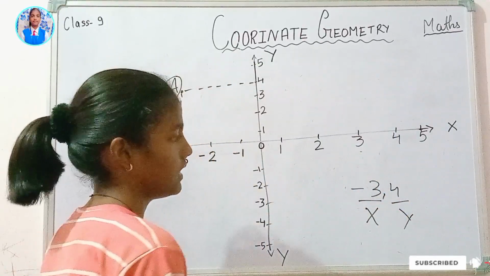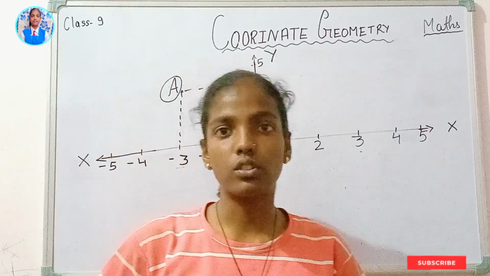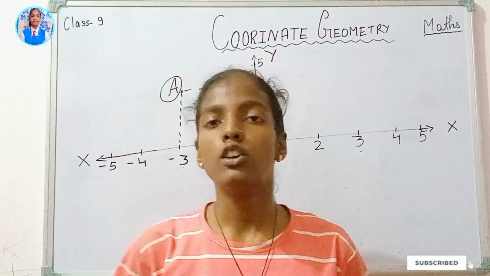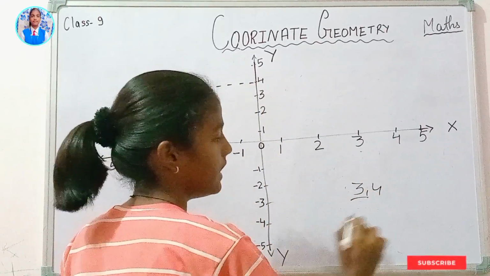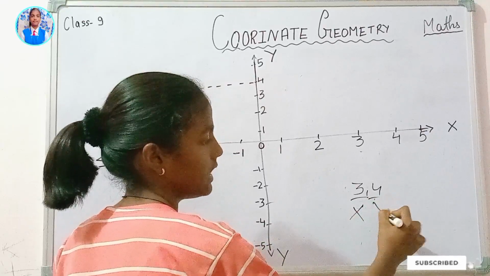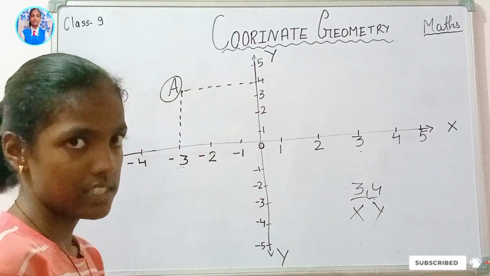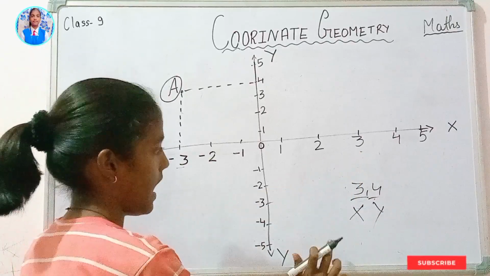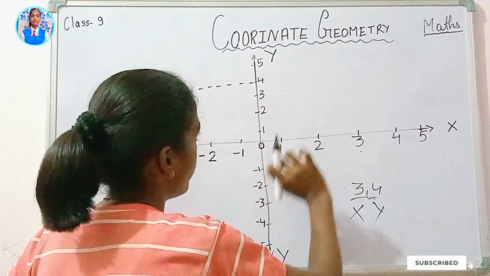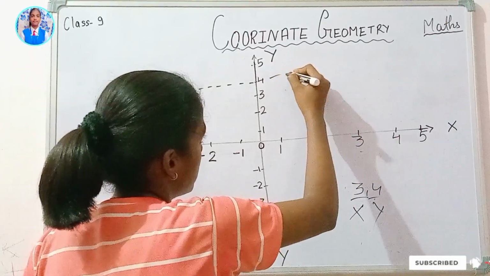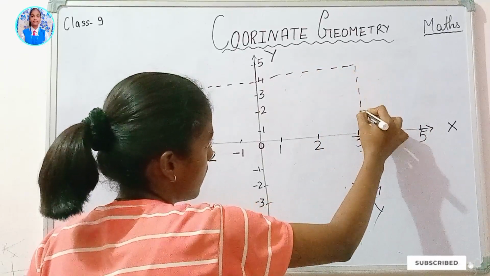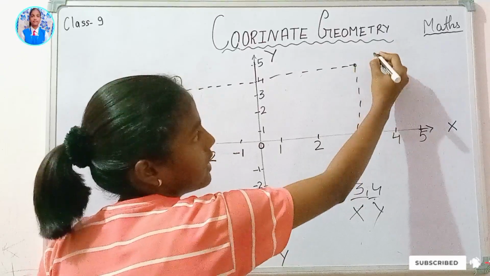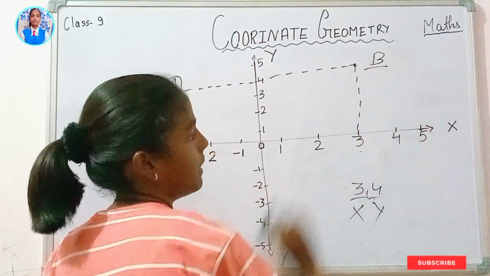Now let's take another example. Point out 3, 4 in the Cartesian plane. Here 3 and 4. 3 would lie in the x-axis and 4 would lie in the y-axis. So where is 3? 3 is here. And where is 4? 4 is here. So we will represent it. So we have plotted 3, 4 on the number line.